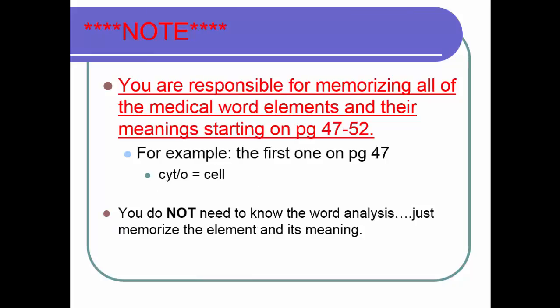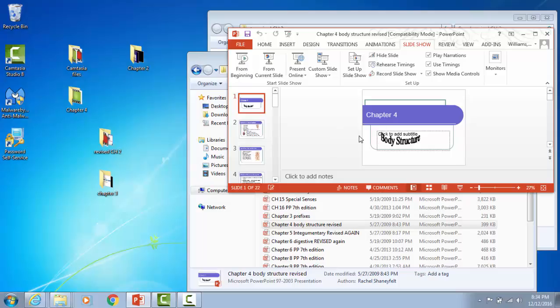You are responsible for memorizing all the medical word elements and their meanings starting on page 47 through 52. The first one that you need to know on page 47 is cyto. Cyto is a combining form that you will learn means cell. So this is where you're going to make more flashcards. You do not need to know the word analysis, just memorize the element and its meaning. Many of the questions will come directly from the flashcards or the word parts that you are to memorize for this chapter, chapter 4. This is the end of the presentation.